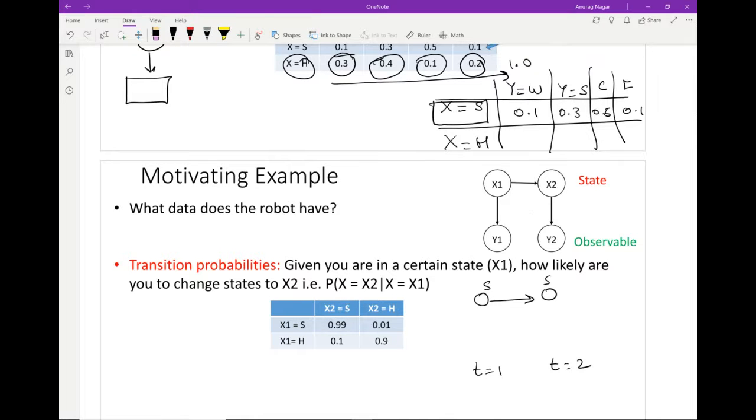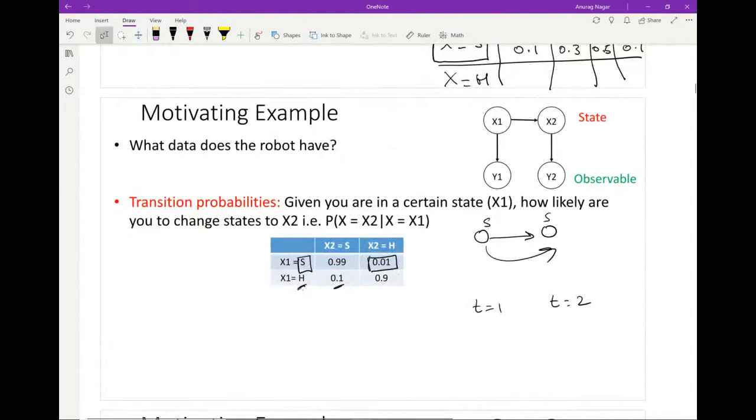Similarly, if you say sad, then sad to happy transition is 1%. Happy to sad 10%, happy to happy 90%. So what you do is you flip a coin and you say, okay, what state do I land into? So that's the example. Just to recap, you are given three things in a hidden Markov model.